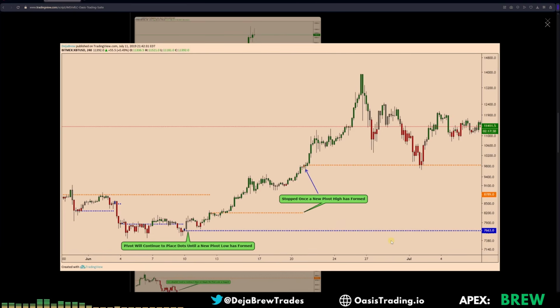When I would say that the pivots are fully used up is when they've been tested on both sides. So like an orange pivot has been broken to the upside and retested to the downside, like by the buyers.